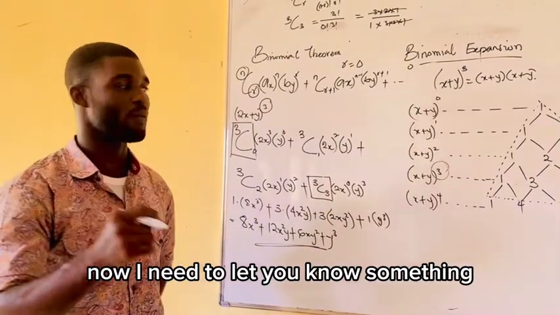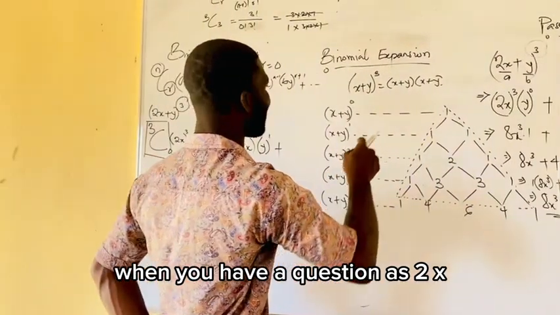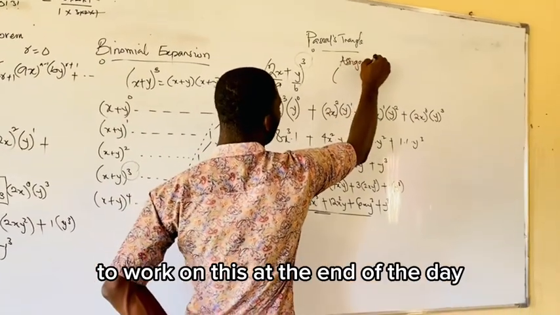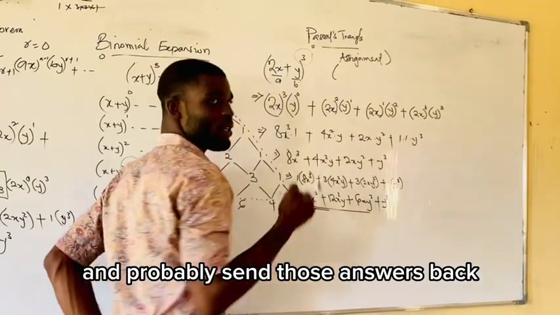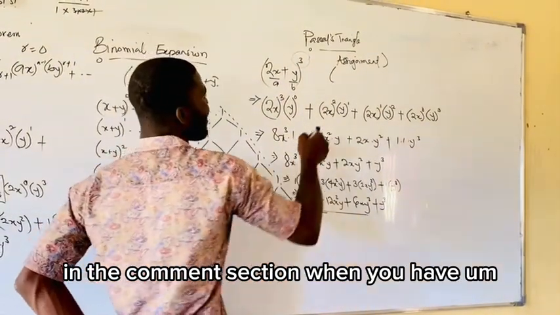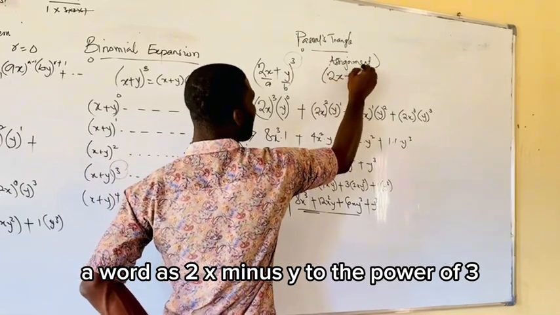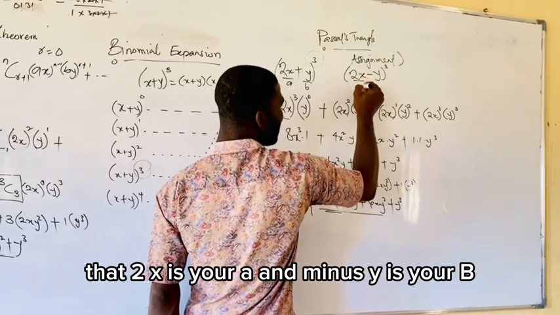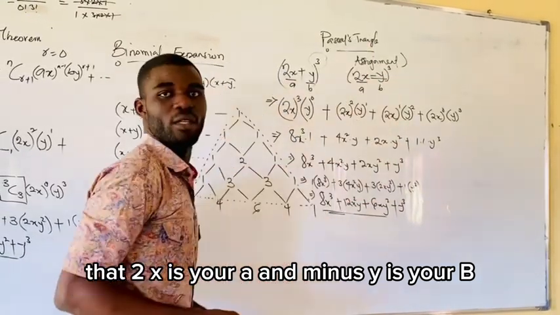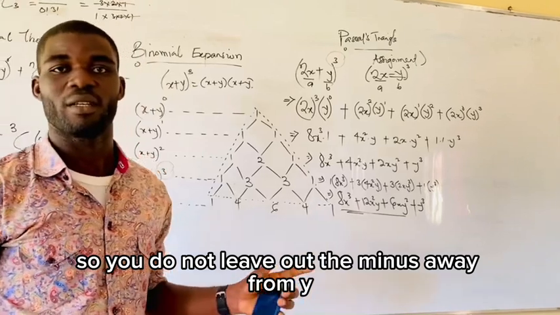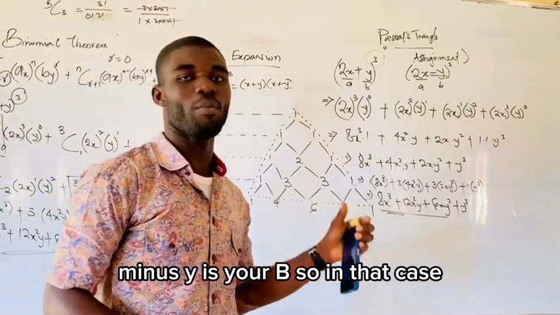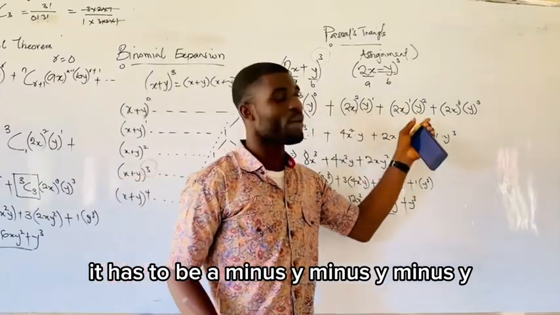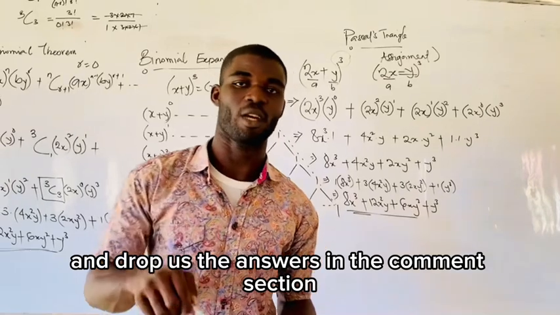Now I need to make you know something. When you have a question such as 2x minus y to the power of 3, you could take this as your own assignment to work on at the end of the day and probably send us answers back in the comment section. Now please be noting that 2x is your a and minus y is your b. So you do not leave out the minus away from y. Minus y is your b. So in that case, whenever you see us putting y here, it has to be a minus y. You can try that on your own and drop us the answers in the comment section, alright?